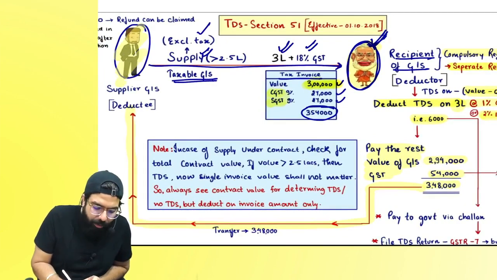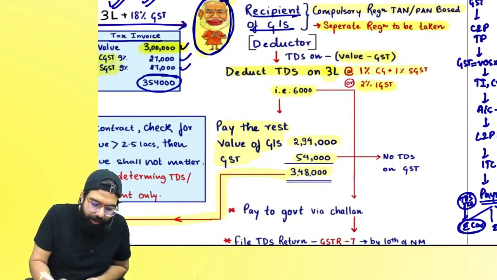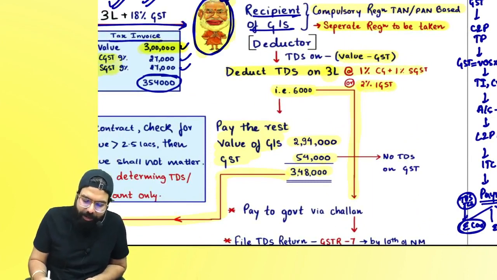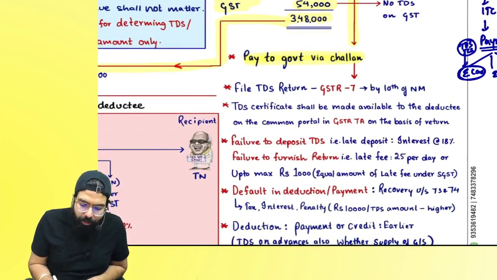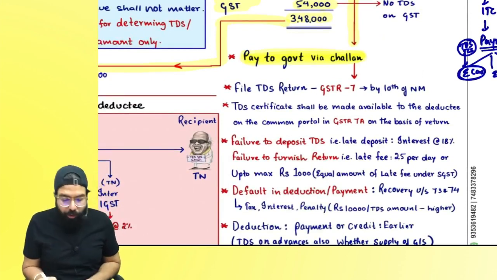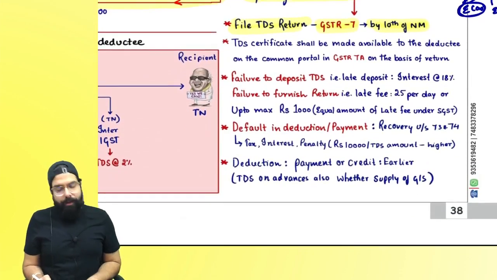Now this supplier will tell, where is my remaining 6,000? So the government department will pay this 6,000 to the government by challan. When it makes the payment, it also has to file a return, which is GSTR 7. By what date? By 10th of the next month.